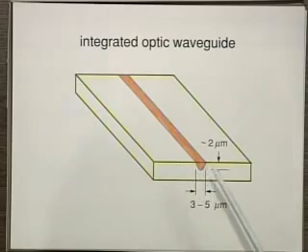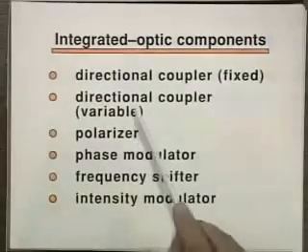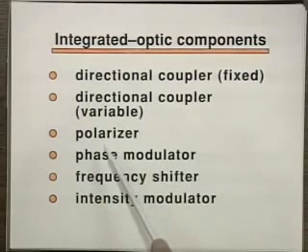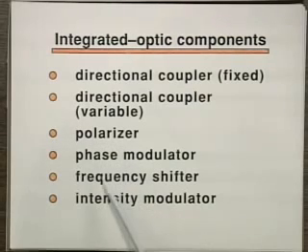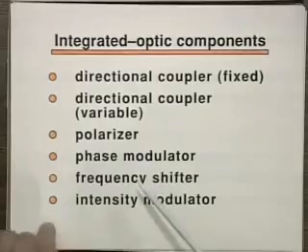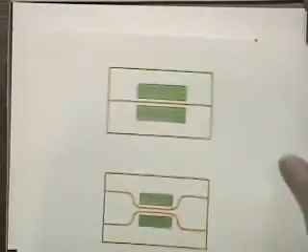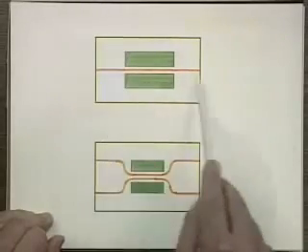So now with this idea here, they can create a directional coupler, either fixed or variable. Again, you can create a polarizer by preventing certain polarizations, or one polarization from going by attenuating it. You can create phase modulators, frequency shifters, intensity modulators, and so on, all using integrated optics. So let's look at an example. Here again is the substrate, and here's the waveguide.